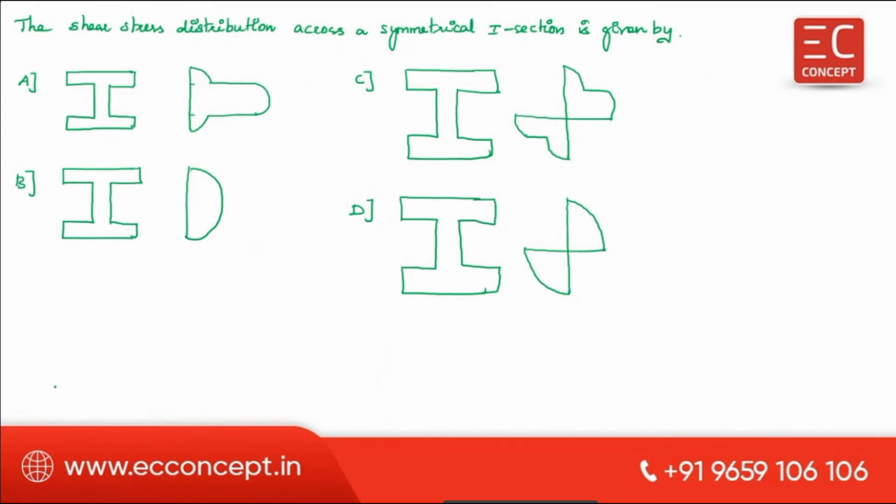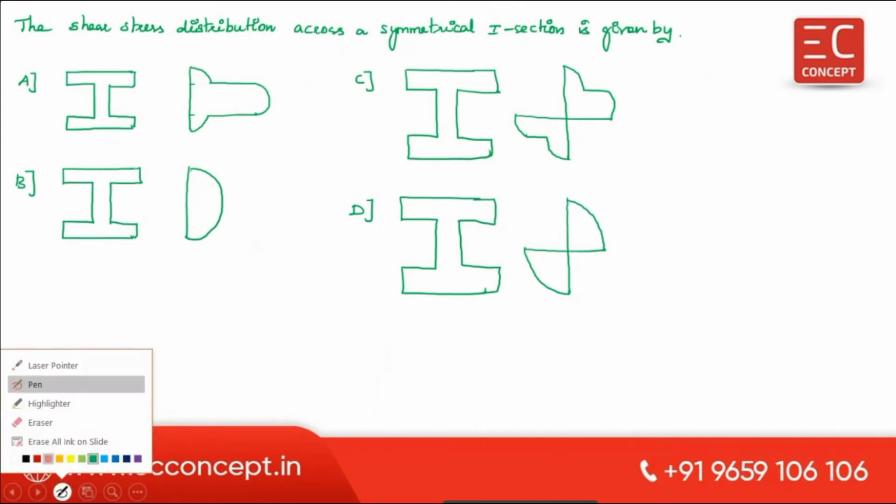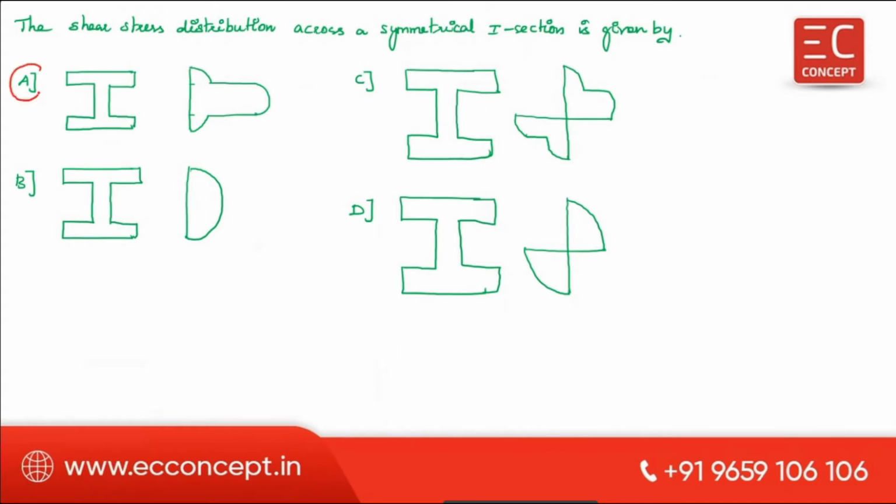Okay, so it's a very simple question. The answer for this question is A. For I section, this is the diagram. I'm going to give some more diagrams so that you will get some more idea. See, the shear stress distribution is directly proportional to 1 by width. By using this concept, we can draw the flanged sections.